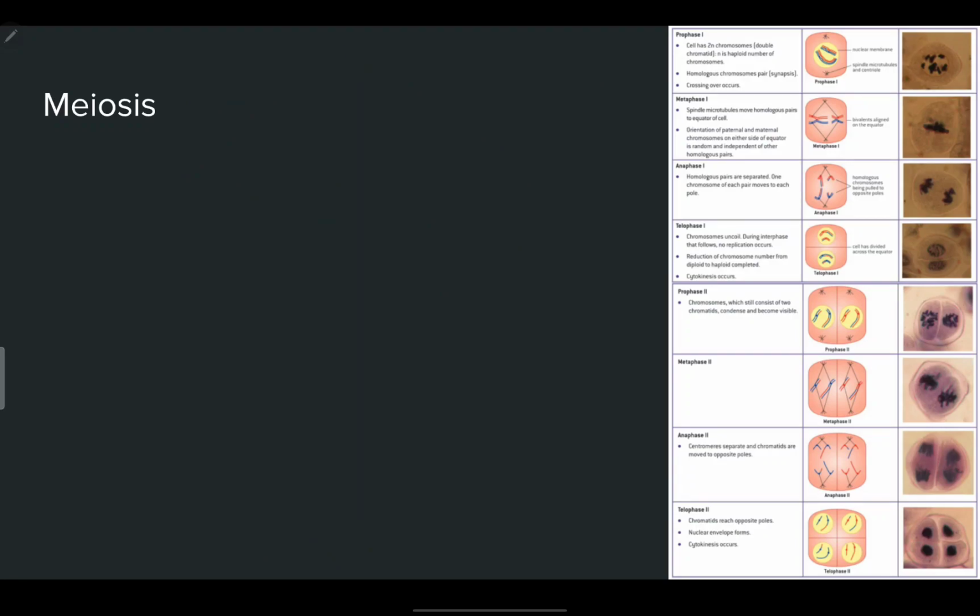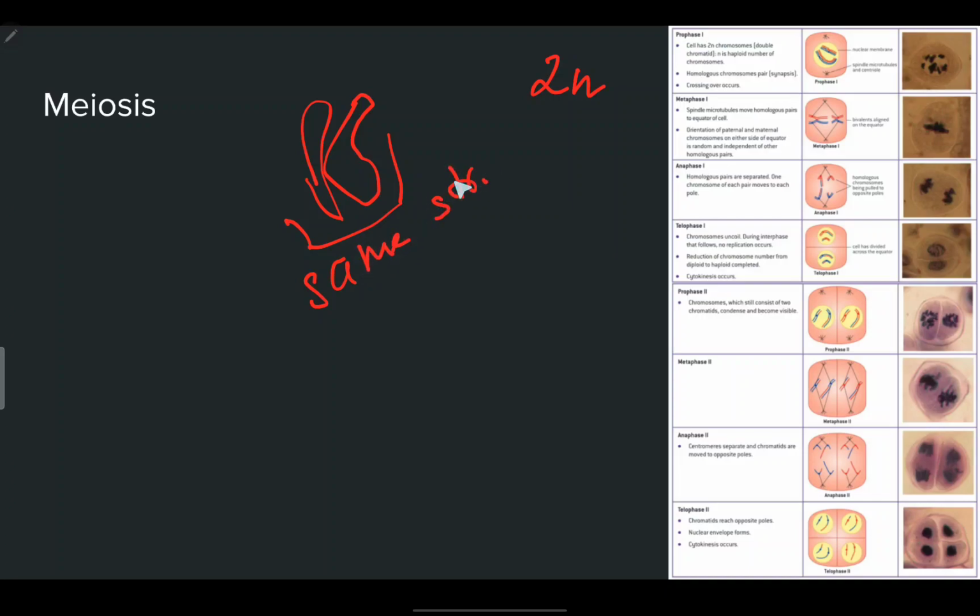Okay, we covered prophase 1. It's about 2N, like double chromatid. If we had one chromosome, then we had 2 chromatids. Then we have a homologous. It means that they are the same, like they have the same structure, they have the same pattern of genes, and they have the same location of genes, locus.